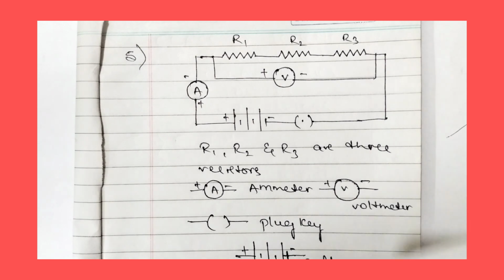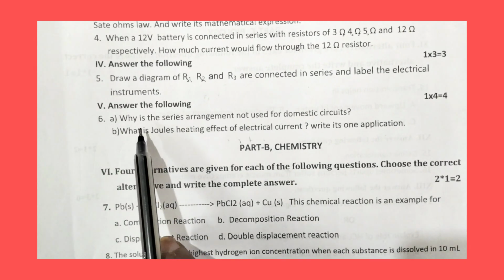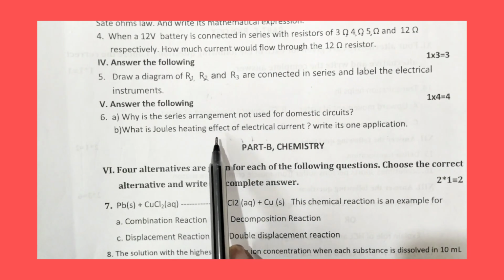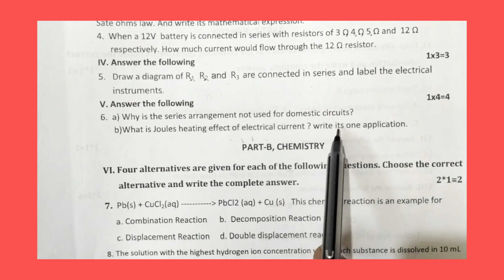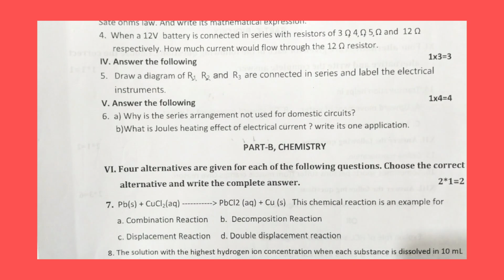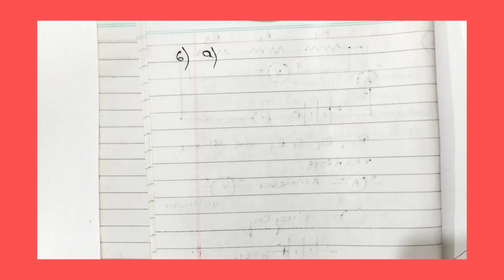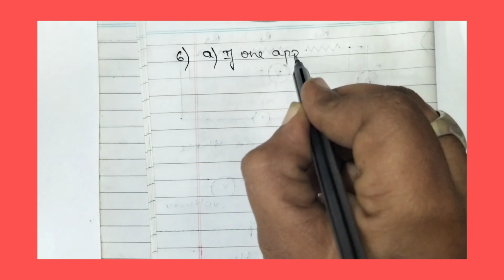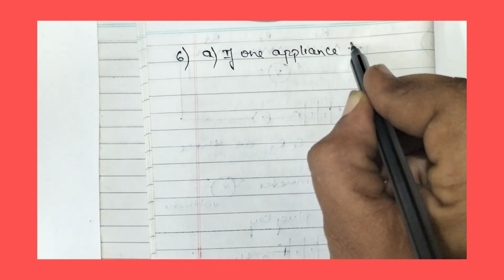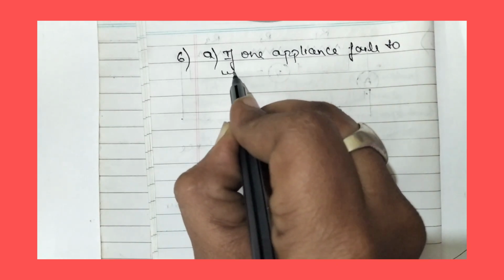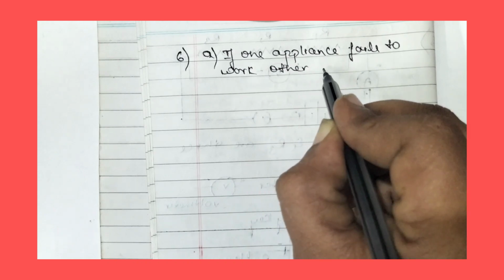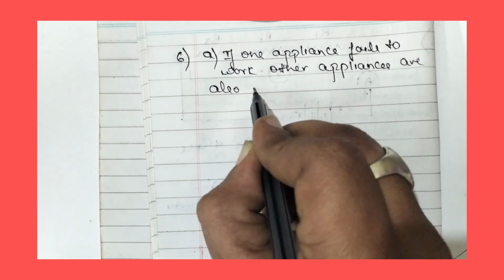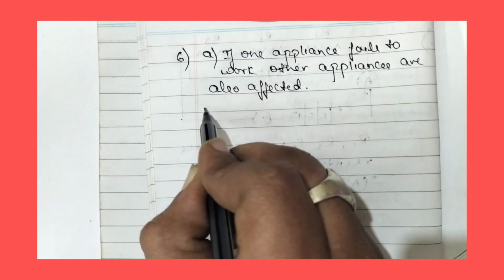Now let us move to the sixth question. In the sixth question they asked, for question A, why is the series arrangement not used for domestic circuits? For B, what is Joule's law of heating effect of electric current, and write one application. So now let us answer both the questions. So why is the series arrangement not used for domestic circuits? The first point is, if one appliance fails to work, other appliances are also affected. This is the first reason.